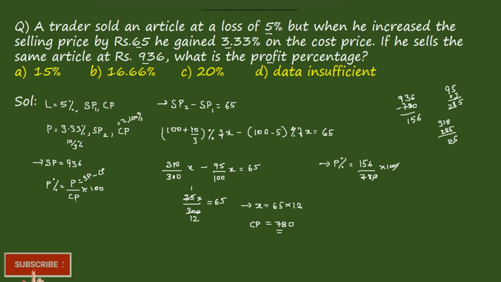This 0 gets cancelled. One side goes by 2 side, right? So which is equal to but 20%. So when he sells for 936, he gets a profit of 20%. So the answer is option C. Come to the next question.